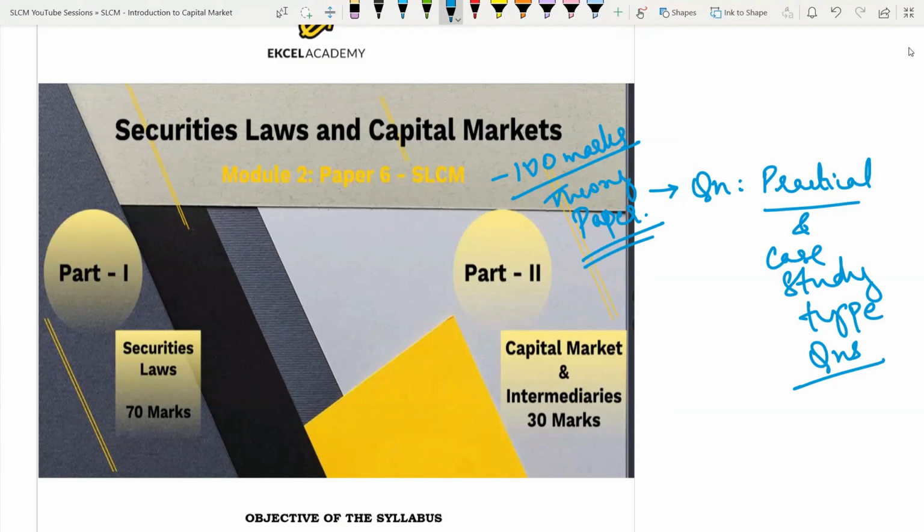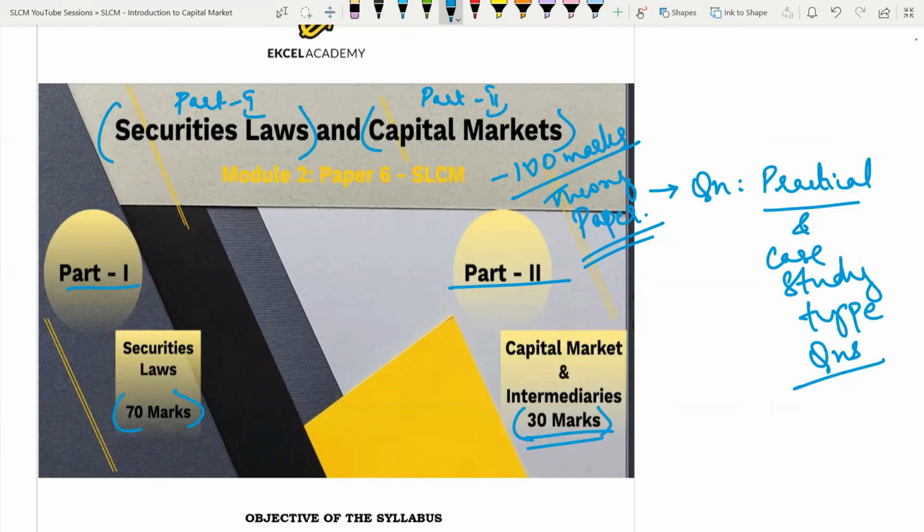So going to the details of the subject, this entire subject is divided into two parts. Part 1 is Securities Laws and Part 2 is Capital Market and Intermediaries. As the name itself suggests, Securities Laws is Part 1, and anything related to the capital market is given under Part 2. Part 1 is for 70 marks and Part 2 is for merely 30 marks.